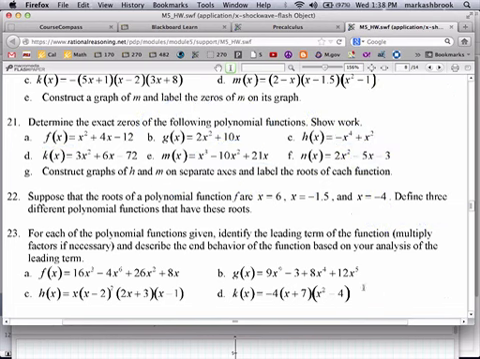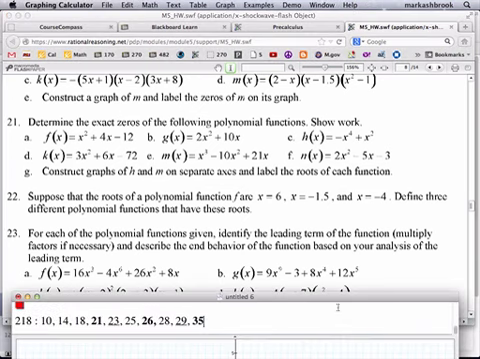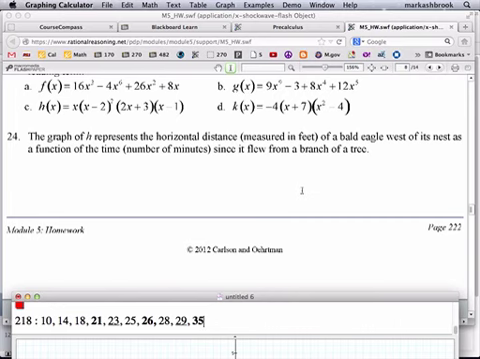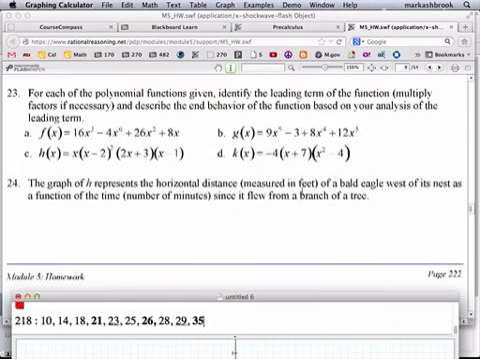Okay, what's next? 23. Okay, finding the leading term and then end behavior. So leading term, what do we look for to find the leading term? We're going to look for the highest exponent. And it's not necessarily the first one. Often they're written in descending order, but it's not always the first one.